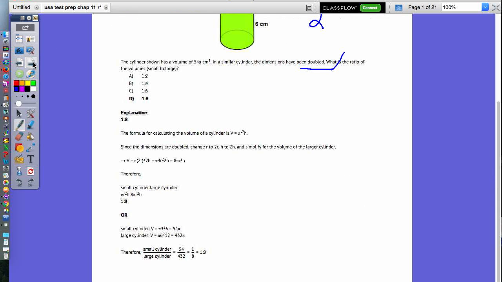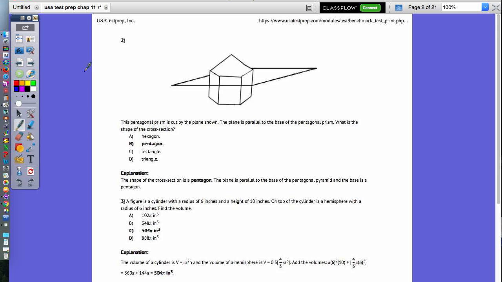Okay, problem 2. You should be able to see that a pentagonal prism is cut by the plane shown. If the plane is parallel to the base of the pentagonal prism, the cross-section is a pentagon. It's kind of hard to tell what's going on up here, but basically anything cut parallel to its base, that cross-section is going to have the same shape as the base.